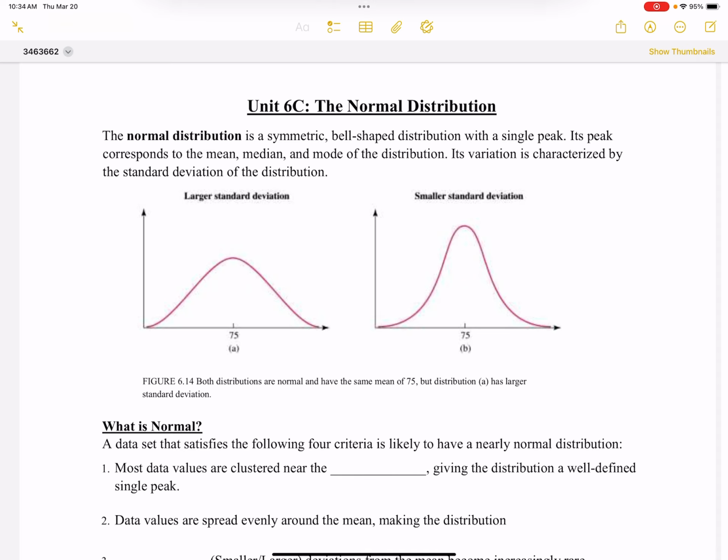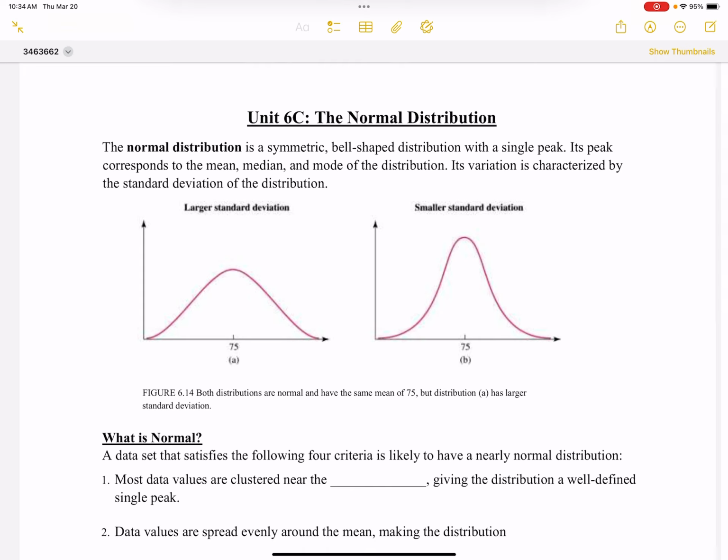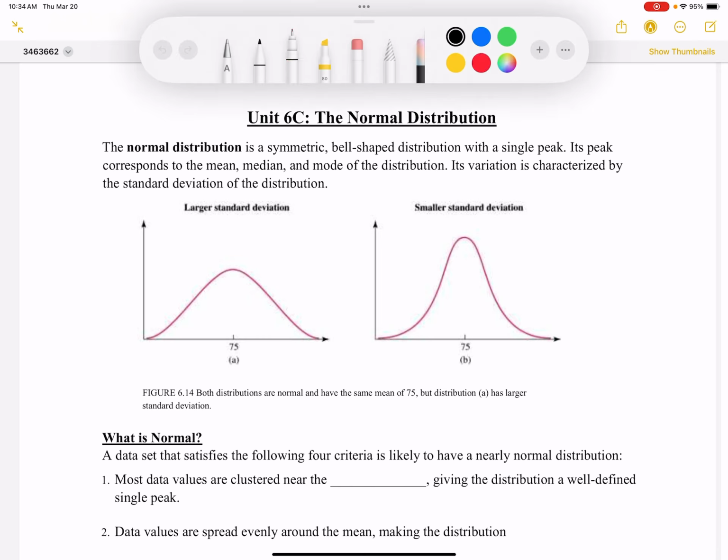All right, so normal distribution is a bell-shaped distribution. It looks like a bell. It has a single peak. Its peak corresponds to the mean, median, or mode. So the peak is the average. Right in the center corresponds to the average, which can be the mean, the median, or the mode. Most commonly it's the mean, but it could be any of them.